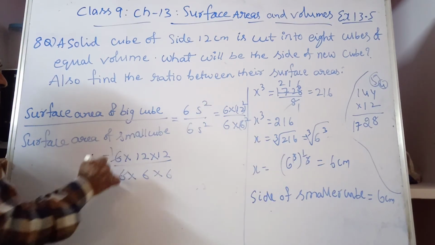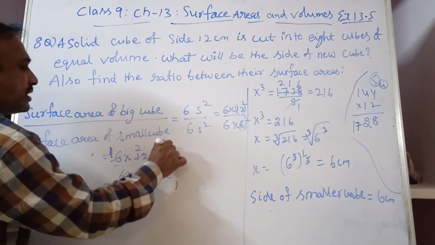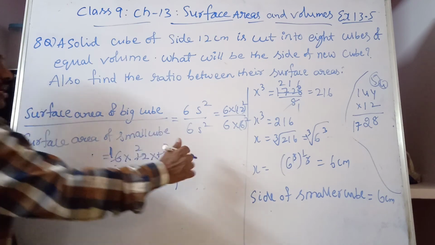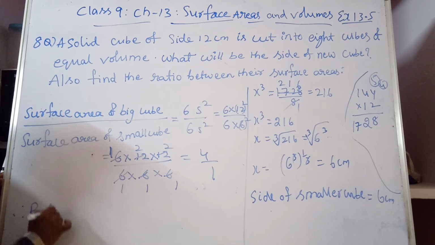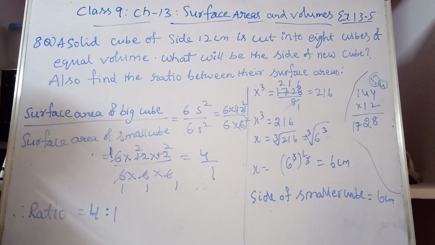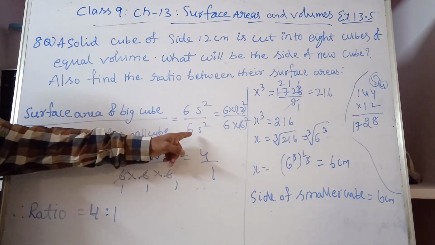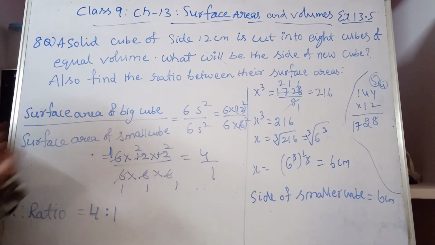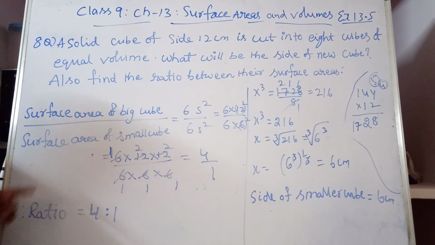So 6 ones are 6, cancel. Which is nothing but 1 into 2, 2 twos are 4, 4 by 1, 1 into 1 into 1. Therefore the ratio is equal to 4 is to 1. What is the ratio? 4 is to 1. Because we know the sides and they both are the same cubical shapes, 6s square, 6s square, that is the surface area of the cubes. And we calculated the surface area ratio directly instead of doing it separately. So the ratio is 4 is to 1.